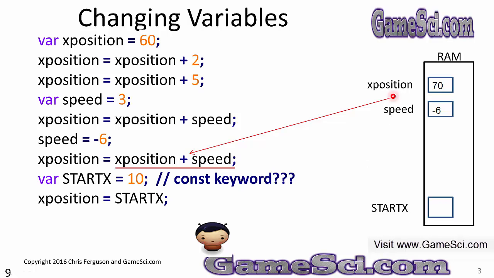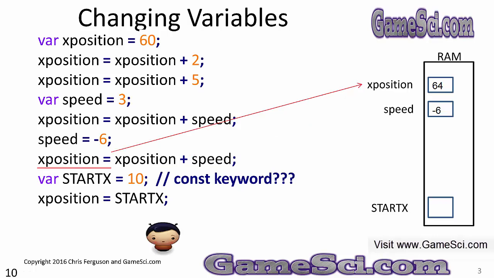Once again, I'll pull the 70 out of x_position. I'll pull the -6 out of speed. 70 plus -6 is 64. What I want you to do is look at the character now. Watch the character as I advance this code. Bang, the character just moved to the left. I assigned a new value to x_position, 64, and the character moved over to position 64.